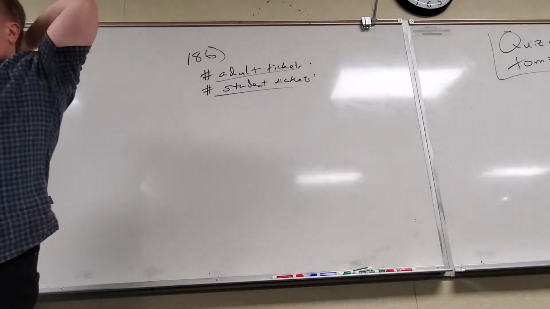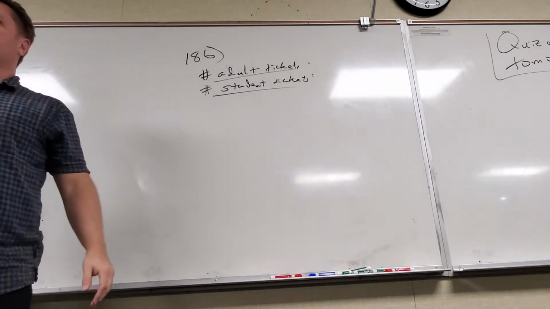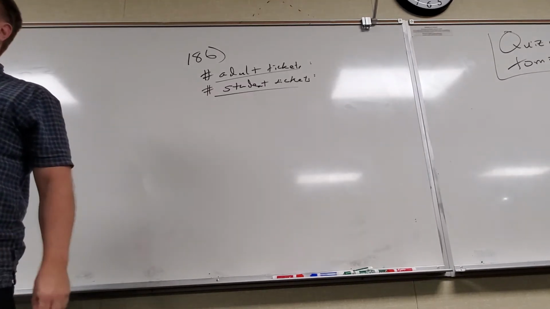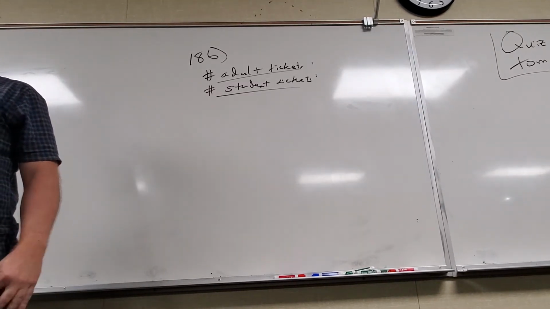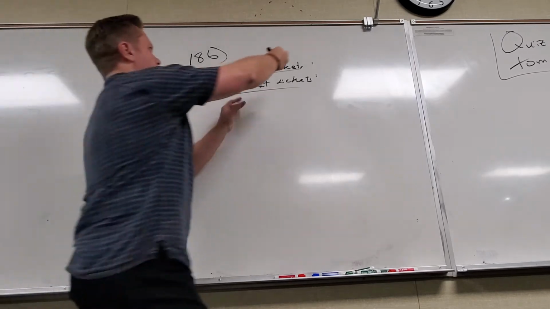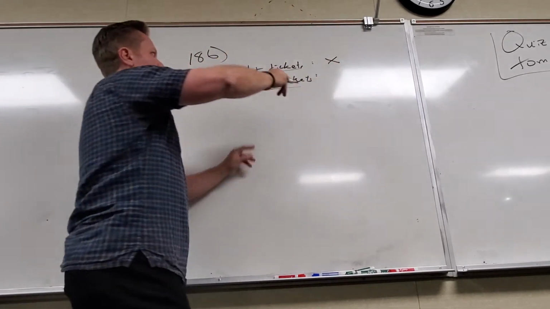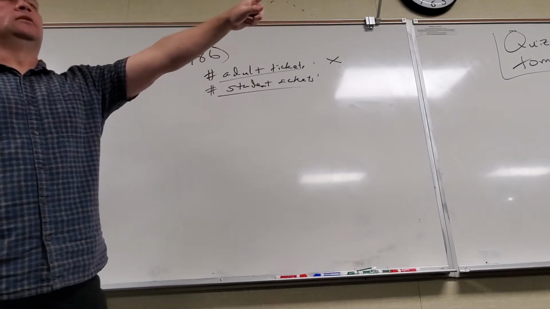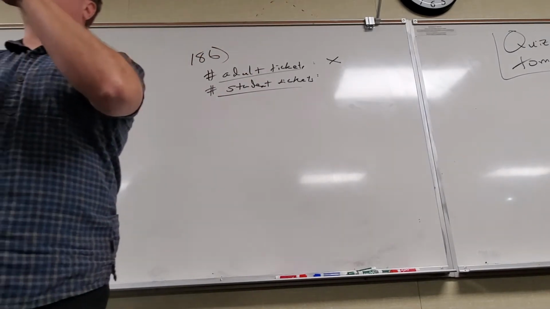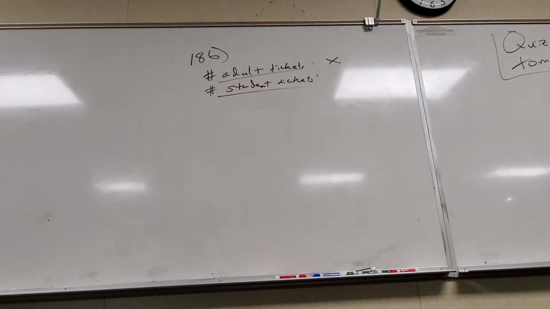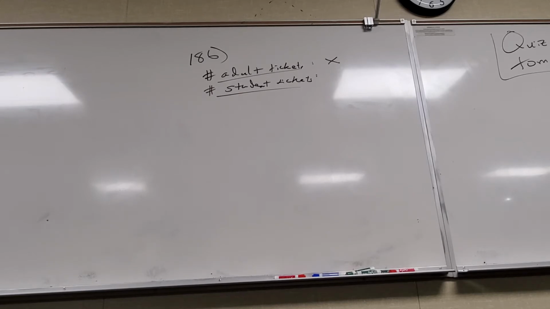So 281. Good. So one of them has got to be just X. You see how in this case it doesn't matter which one you call X, because you don't know either one. So if I call the adult tickets X, what must the student tickets be? How many total tickets were sold? 281. So if I sold X adult tickets, how many student tickets did I sell? 281 minus X. If you ever have a total amount, if one is X, the other one is total minus X.